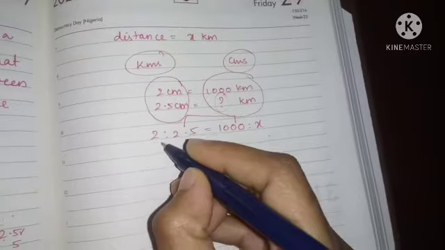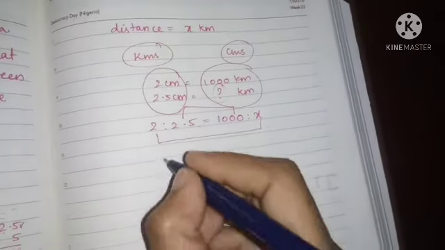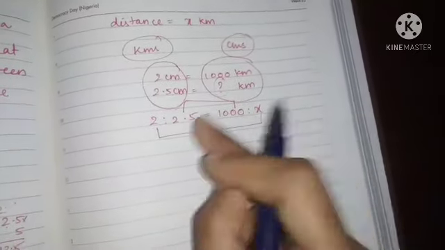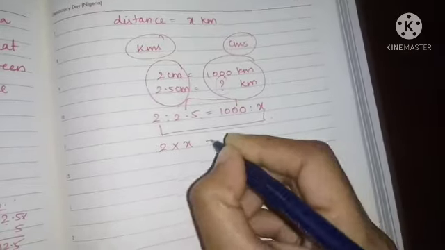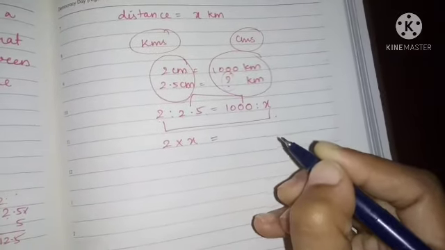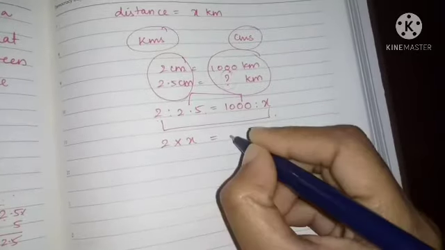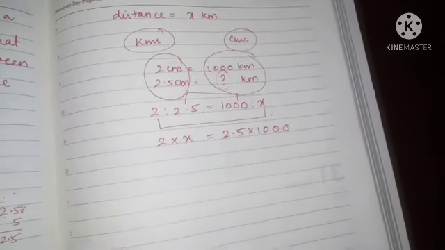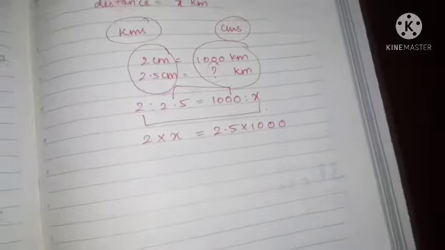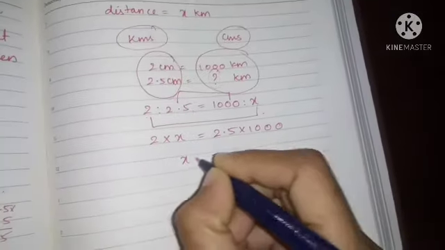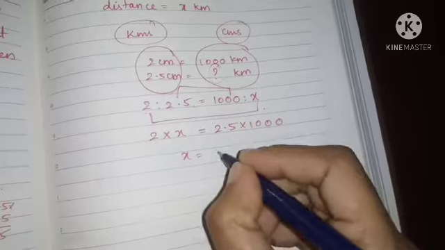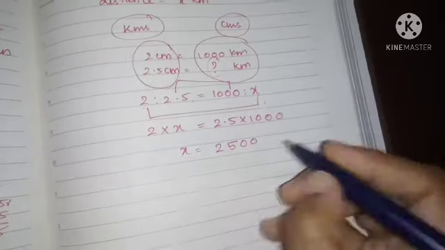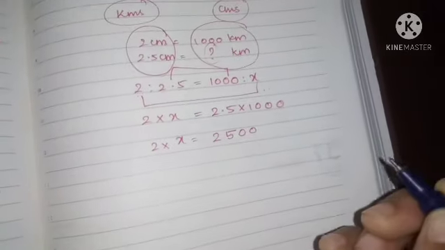Now you will use this proportion method, no? This is your middle terms, this is your extreme terms. So you can multiply these two. 2 into x is equal to 2.5 into 1000. You can write it. So 2 into x is equal to 2500.